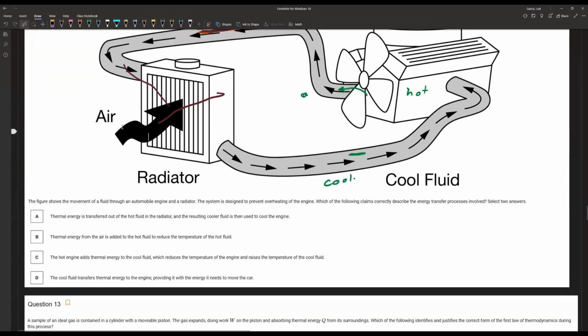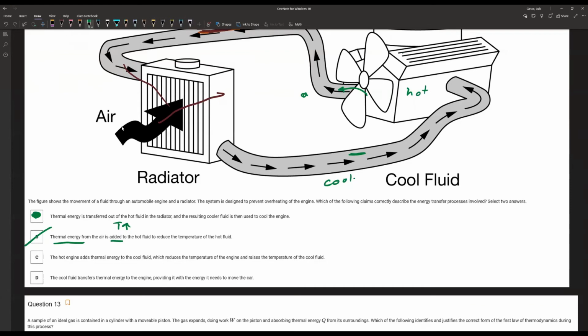So let's go ahead and see here which of those is it. A, thermal energy is transferred out of the hot fluid in the radiator, and the resulting cooler fluid is used to cool the engine. That's exactly what the radiator does. B, thermal energy from the air is added to the hot fluid to reduce the temperature. No, the moment we add thermal energy, T increases. We don't want to do that.